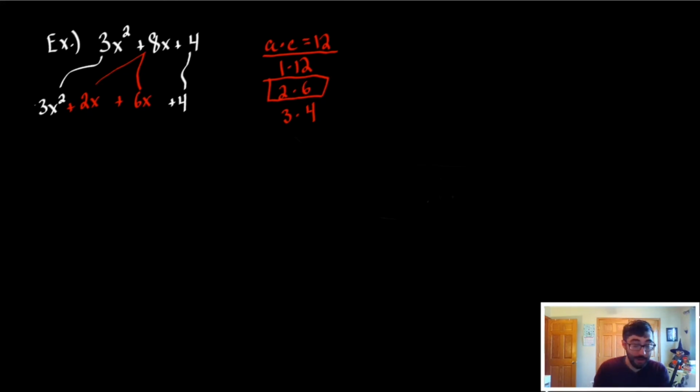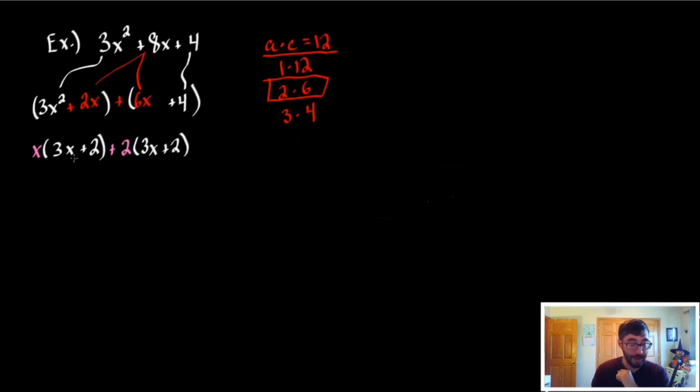And now what I do is I factor by grouping. So I'm going to group the first two terms, 3x squared and 2x. I'm going to group the last two terms, 6x and 4. And now I'm going to take out the greatest common factor in each. Now in this first group, 3x squared and 2x, the greatest common factor is x. So I would factor out an x to get x times 3x plus 2. And in the second group, the greatest common factor between 6x and 4 would end up being 2. So I'd factor out a 2, and when I factor out a 2, 6x divided by 2 is 3x, 4 divided by 2 is 2.